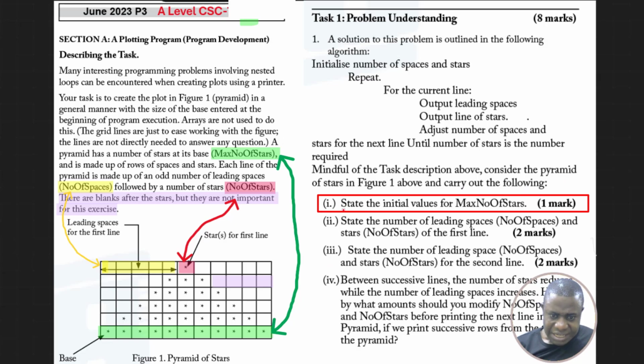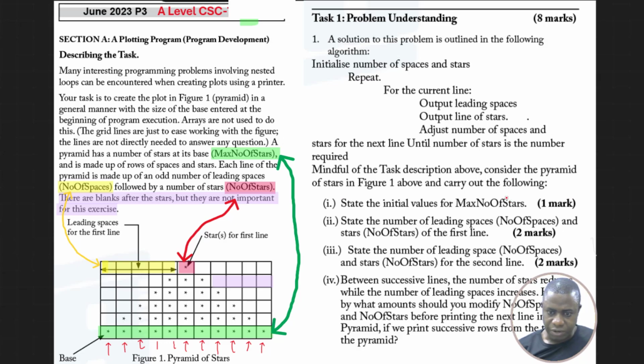Roman 1. State the initial value for max number of stars. This is 1 mark, so we are just to state. Max number of stars is the number of stars at the base. So let's count. We have 1, 2, 3, 4, 5, 6, 7, 8, 9, 10, 11. So this value is 11.